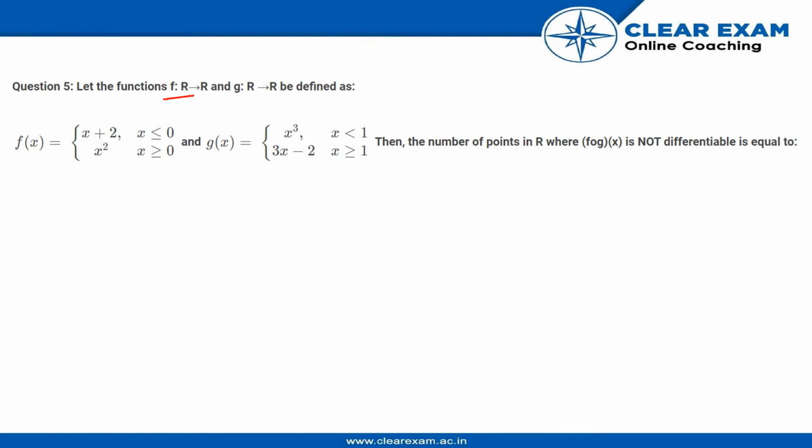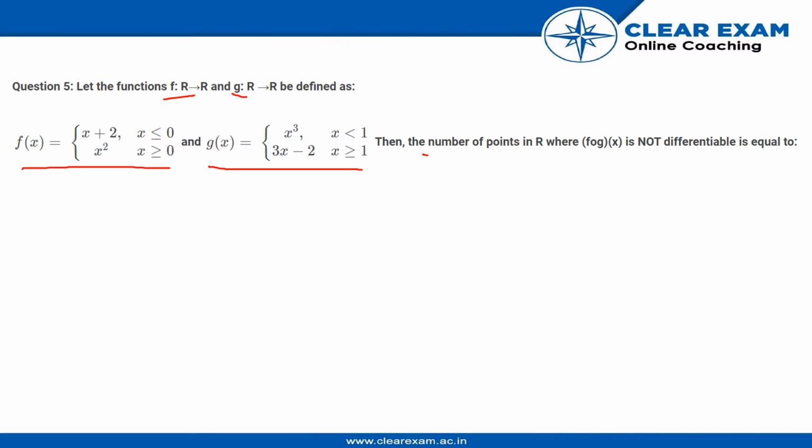We have two functions f and g which range from real numbers to real numbers, and we are defining them as f(x) = x plus 2 when x is less than or equal to 0, and x square when x is greater than or equal to 0. Similarly, g of x is x cube when x is less than 1 and 3x minus 2 when x is greater than or equal to 1.